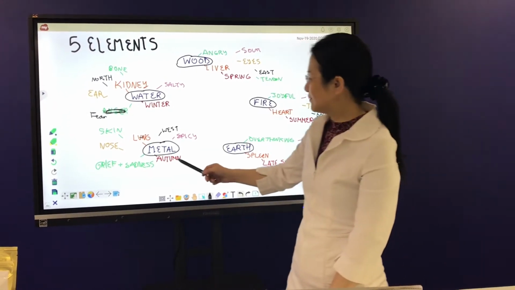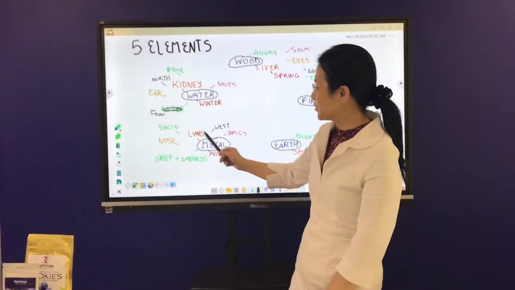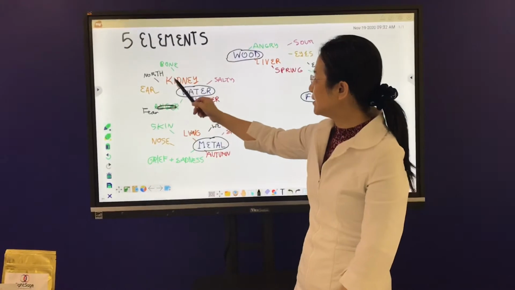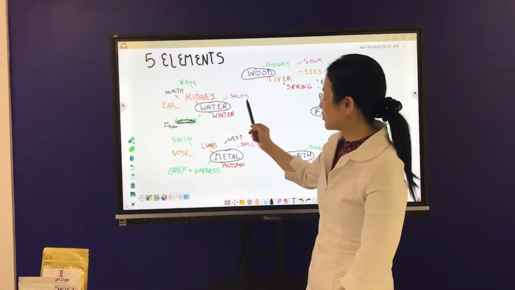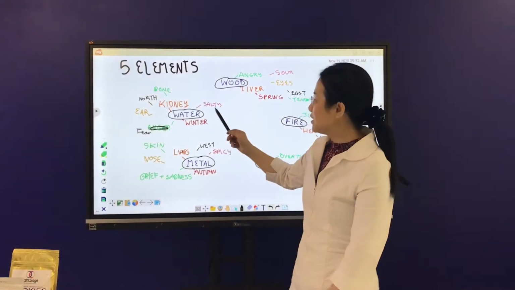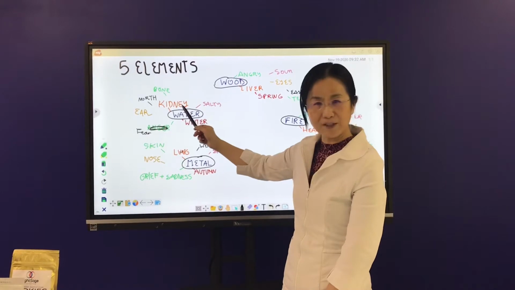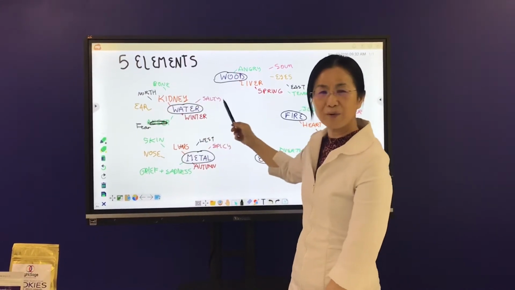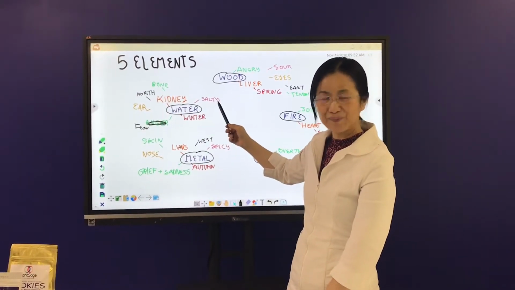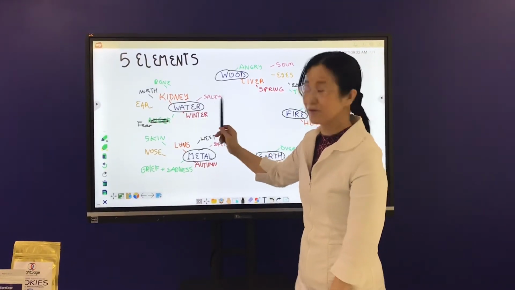And then the lung, spicy. Spicy food seems to go to your lung. And then kidney, salty. Salty food goes to your kidney. But also remember, if you eat too much salty food, that could damage your kidney. The one thing everybody knows is high blood pressure, right? High blood pressure and kidneys, we all know they are related to each other.